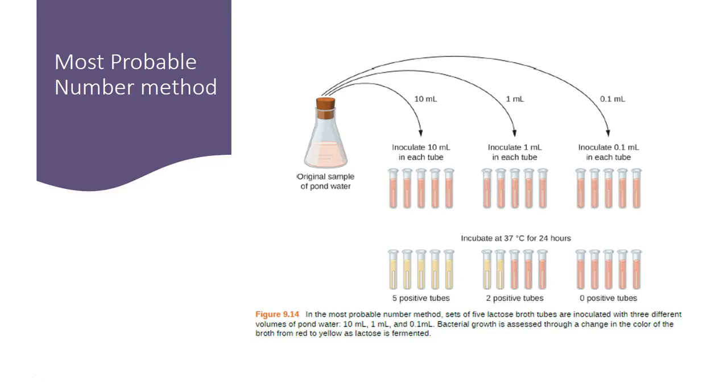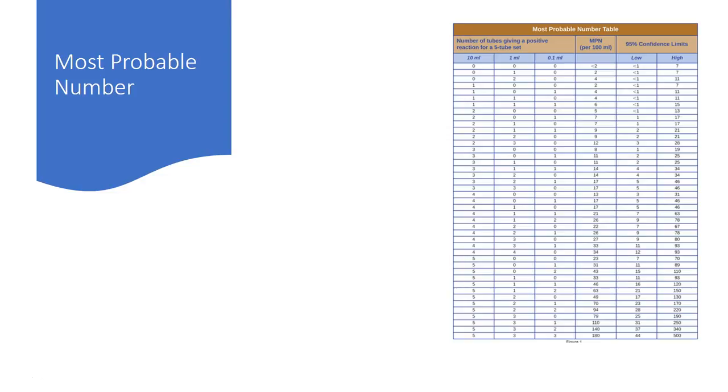So in this figure, all 5 tubes that received the 10 mils of water turned yellow after being incubated at 37 degrees for 24 hours, whereas only 2 of the 5 tubes that received 1 mil of water turned yellow, and none of the tubes that received 0.1 mils of water became yellow. Now these results are going to be used to match up against a table that's labeled as the most probable number table. Now a lot of work has gone into making this table, such that repeated numbers of water samples with known amounts of bacteria were used to get various results.